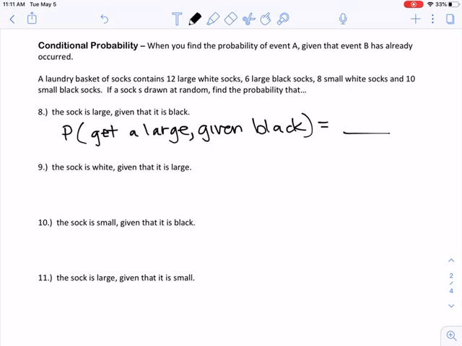If I take a look at my total number of black socks, I have 6 large black socks and 10 small black socks. So that means that there are a total of 16 black socks. We want to know how many of those are large. If I'm looking at the large black socks, there are 6 of them. So I'm choosing 6 out of those 16, which reduces down to 3/8.